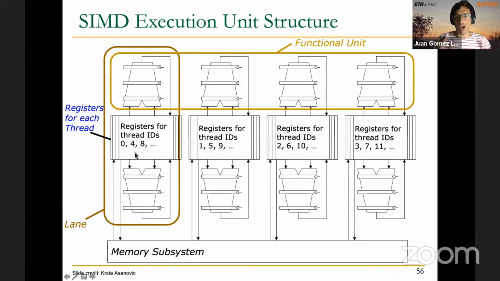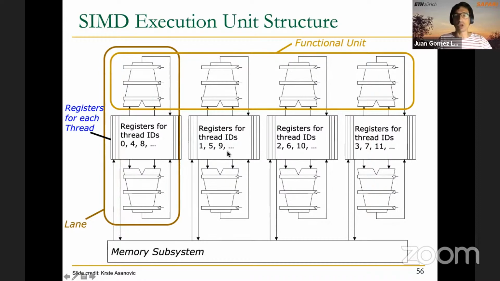In this case, we have partitioned the whole register file into 2 big parts, and then inside each of these parts that are connected to the lane and to the processing elements, we have the registers corresponding to thread 0, thread 4, thread 8, and here the registers corresponding to thread 1, thread 5, thread 6, and so on.